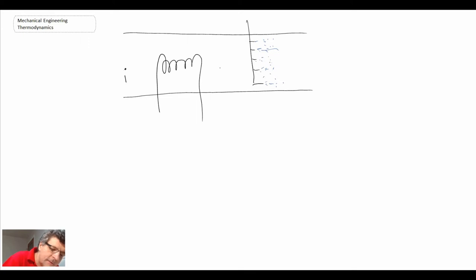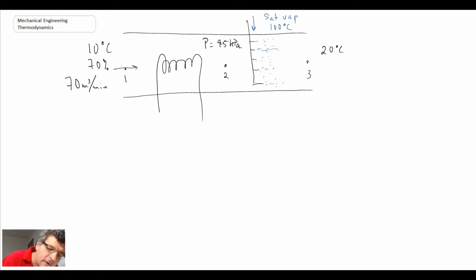So we have state one, state two after the heating, and then state three after humidification. We're given some of the information. Here we have saturated vapor at 100 degrees C coming in. We know that the inlet temperature here is 10 degrees C, 70% relative humidity, and volumetric flow rate is 16 meters cubed per minute. We know the pressure in the system is 95 kPa. And finally, on exit, we have 20 degrees C and 60% relative humidity.